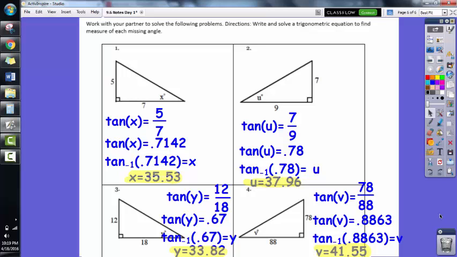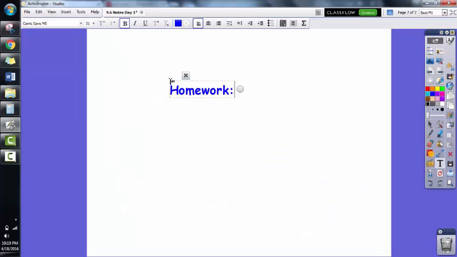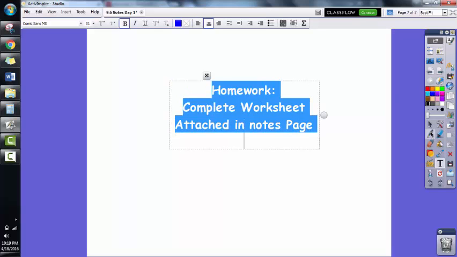So your homework right now is to do the worksheet that is attached in the notes page. And it will be due tomorrow. You will check your answers.